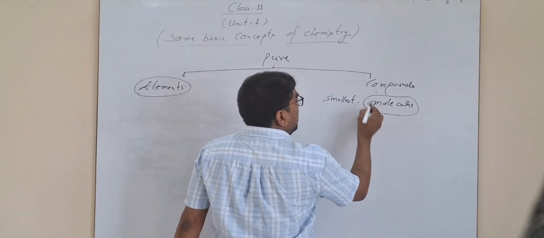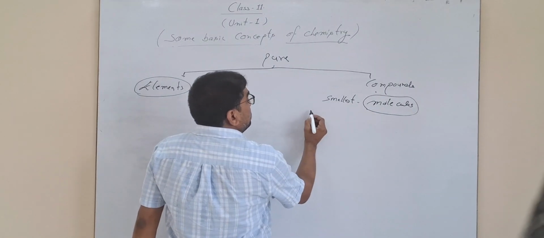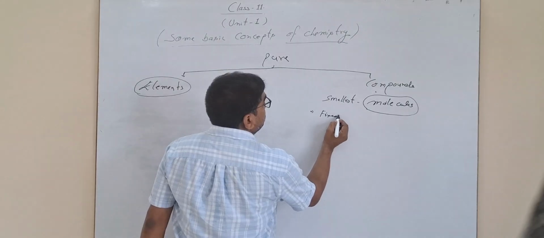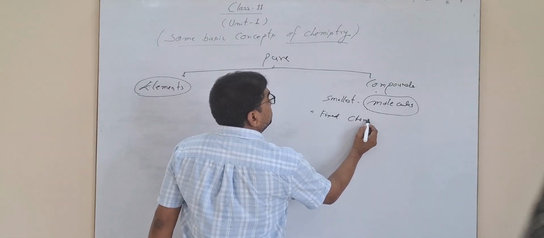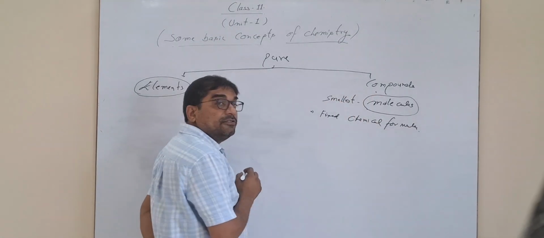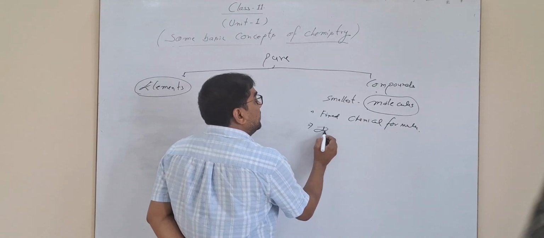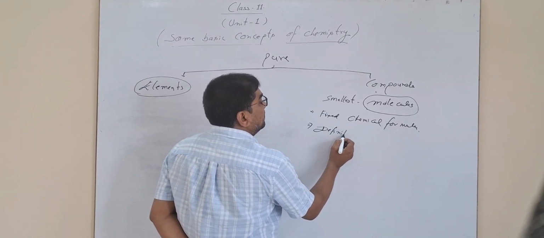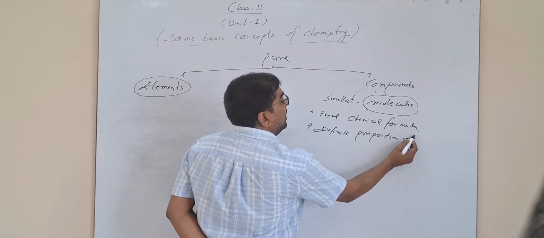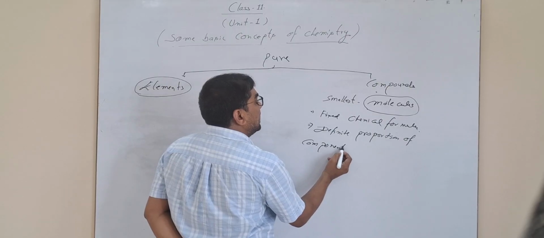Molecules are the smallest part of compounds. Each compound has a fixed chemical formula, because each compound is formed under a definite proportion of component atoms.